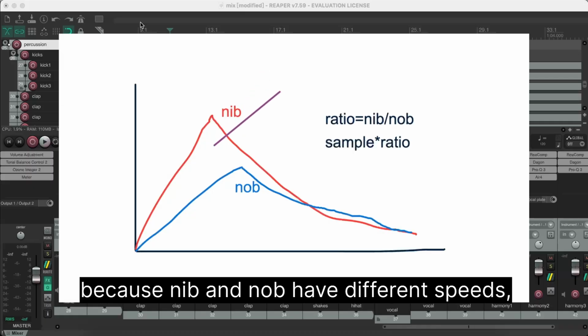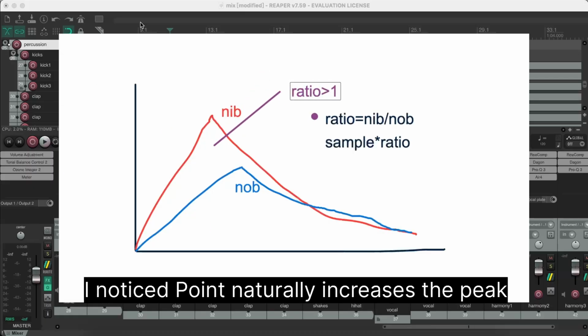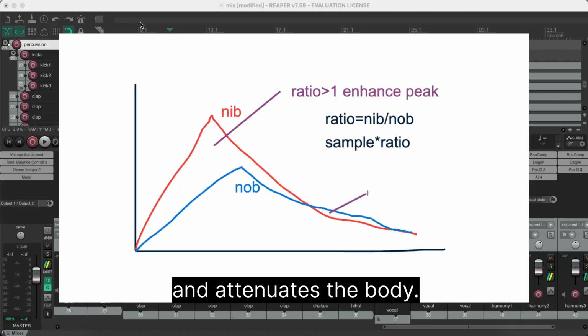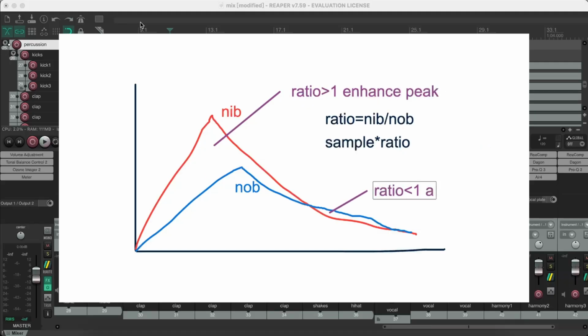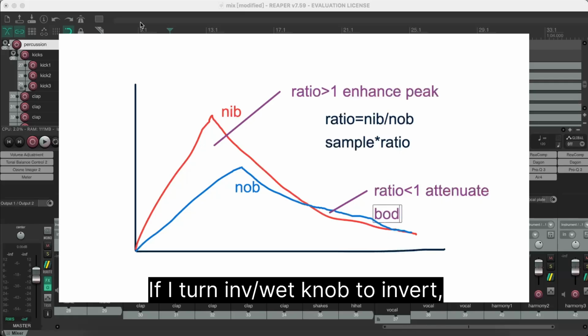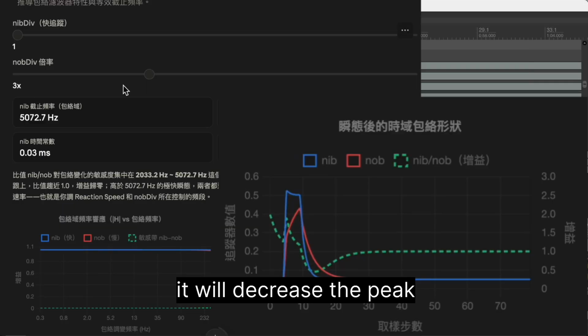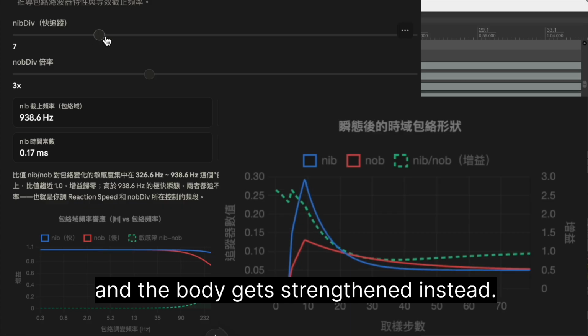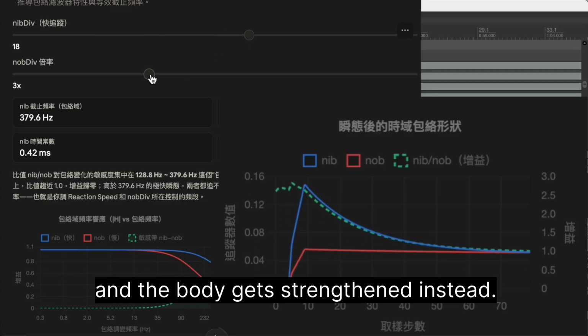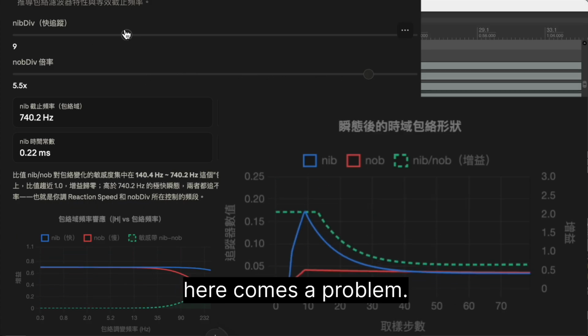Then, because nib and knob have different speeds, Point naturally increases the peak and attenuates the body. In other words, if I turn the invert and wet knob to invert, it will decrease the peak and the body gets strengthened instead. So here comes the problem.